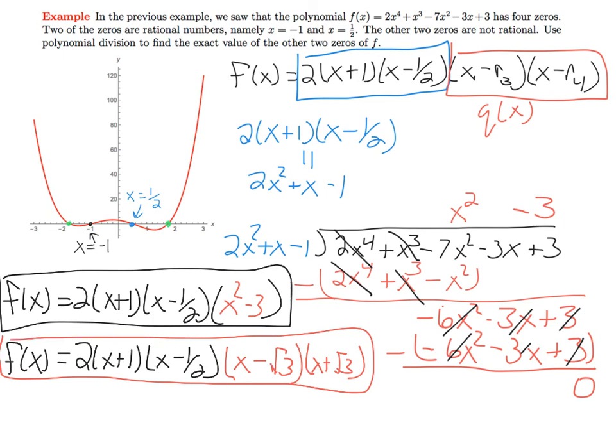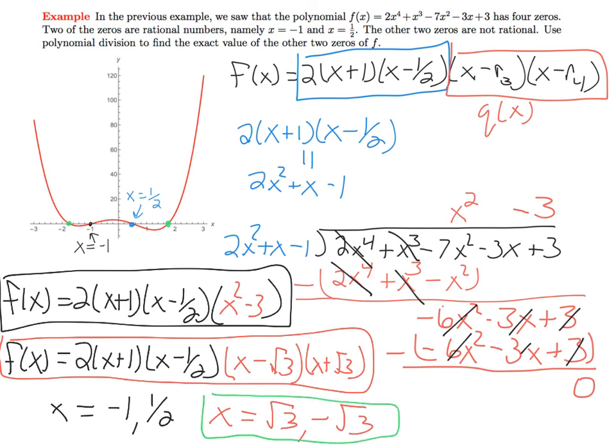So therefore we can see that the zeros are the minus 1 and the 1/2 that we found, the rational ones, and we have two additional ones that are not rational, square root of 3 and minus square root of 3. And those are the two that are marked in green above. So if you were to approximate these, they come out to plus or minus 1.7, so that matches what we see in the graph above.